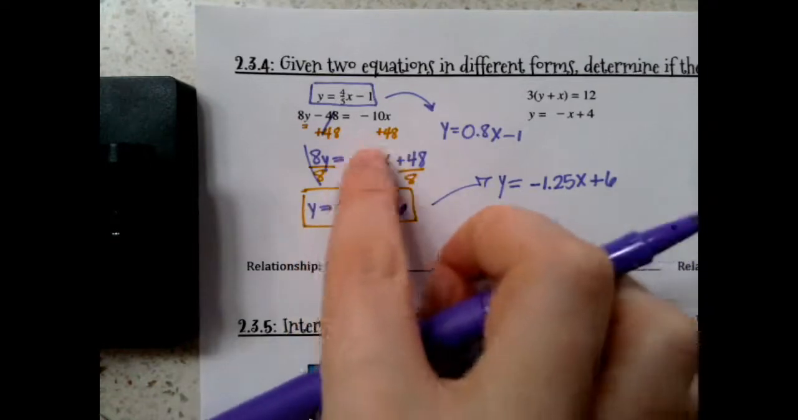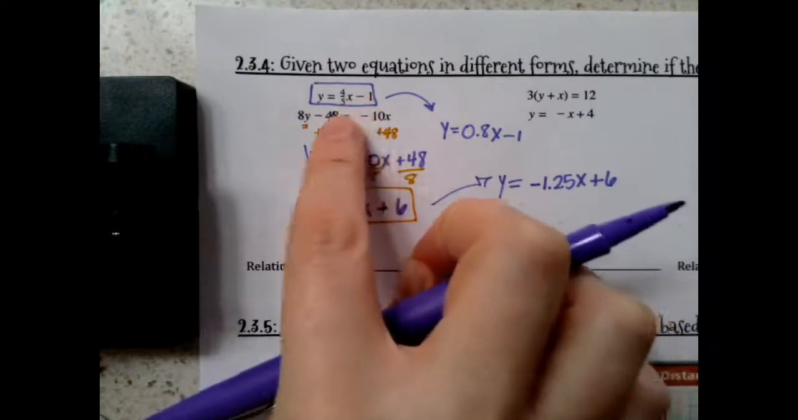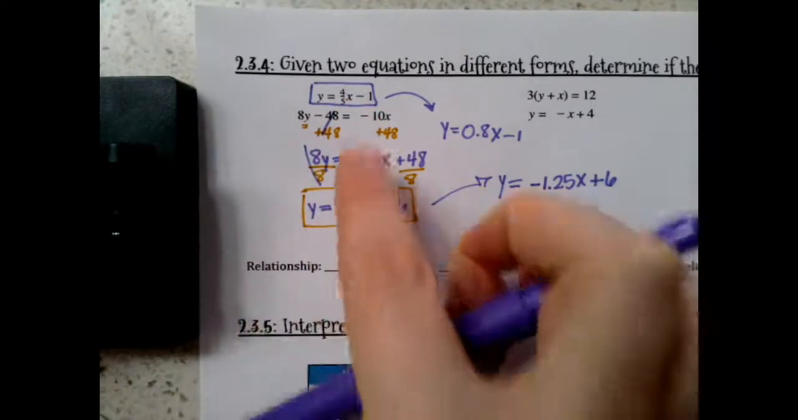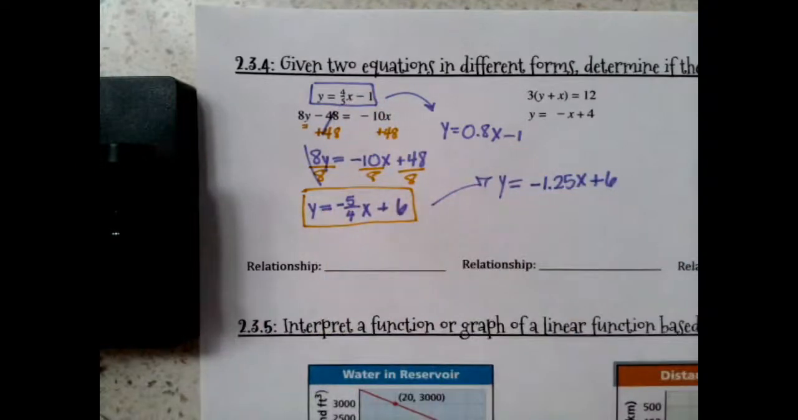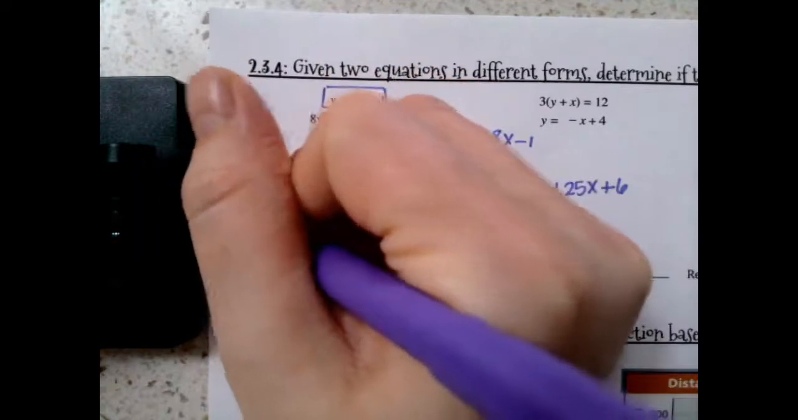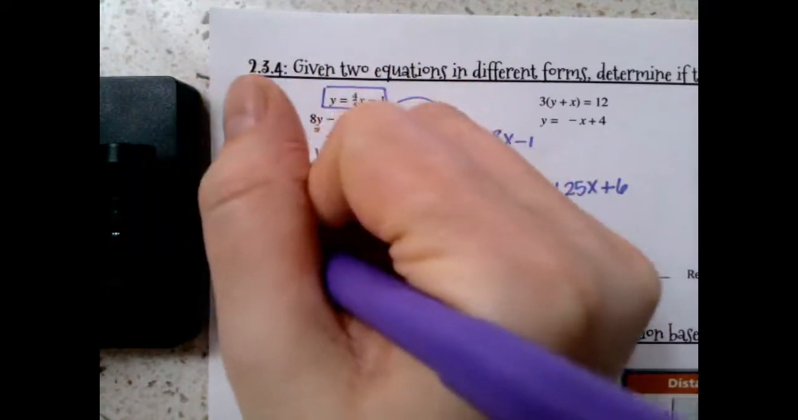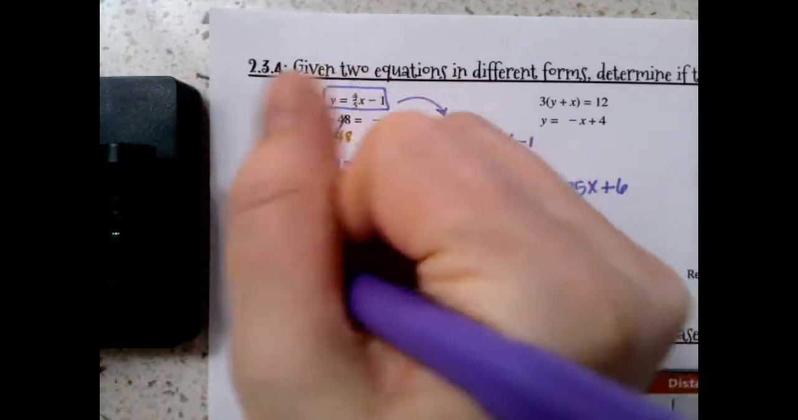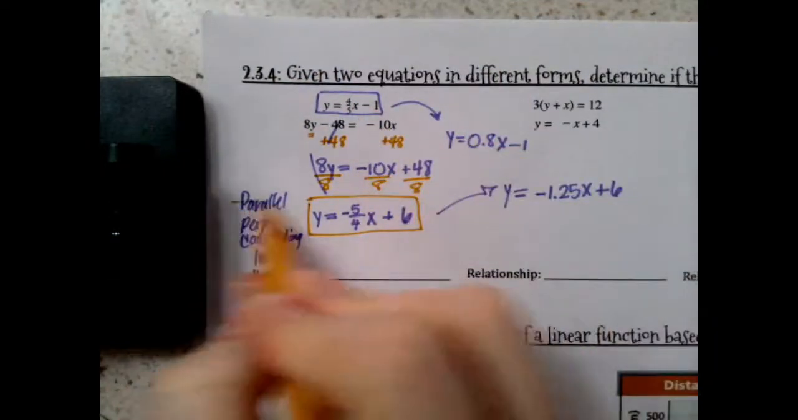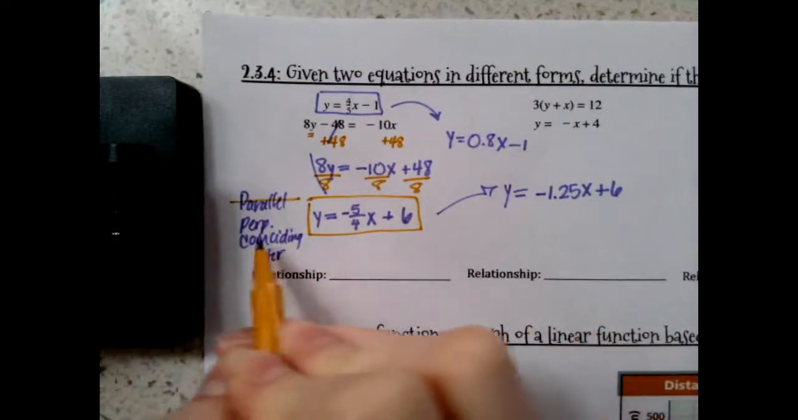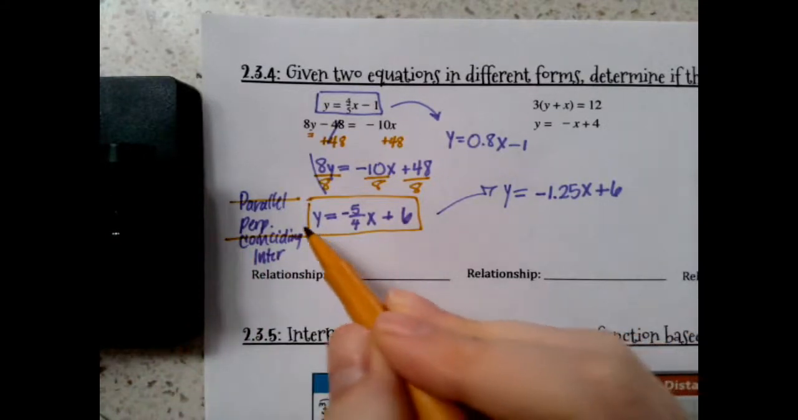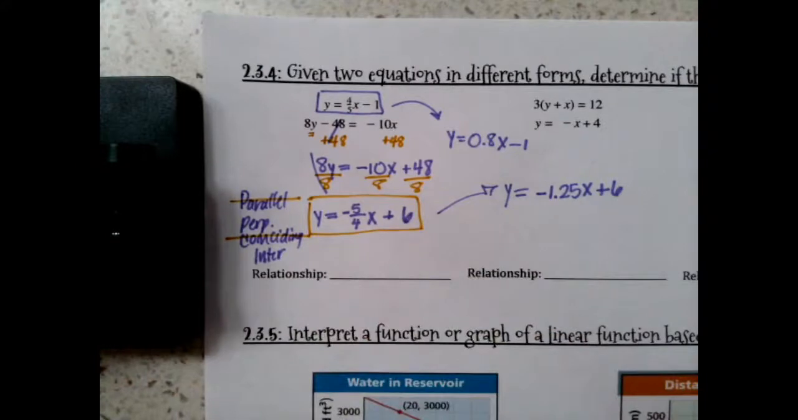So because I just simplified this, I can see this is negative 5/4 and this is 4/5. And so I need to figure out the relationship. Since the slopes do not match, here are the 4 options: parallel, perpendicular, coinciding, or intersecting. Because these don't match, it's automatically not parallel, and it's not coinciding. So it can't be either of those. Now we have to figure out if it's perpendicular or intersecting.